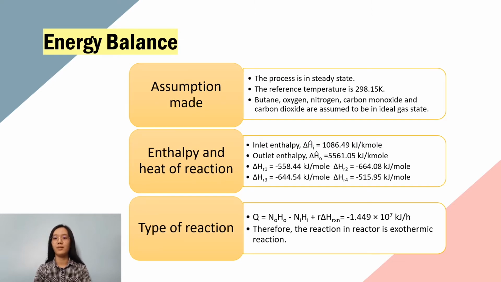The heat of reaction is calculated for the main and the side reactions, where the formula is the heat of formation of the products minus the heat of formation of the reactants. Next, the value of Q is calculated, and we found that it is negative 1.449 times 10 to the power of 7 kJ per hour. Therefore, we can conclude that the reaction in the reactor is exothermic.